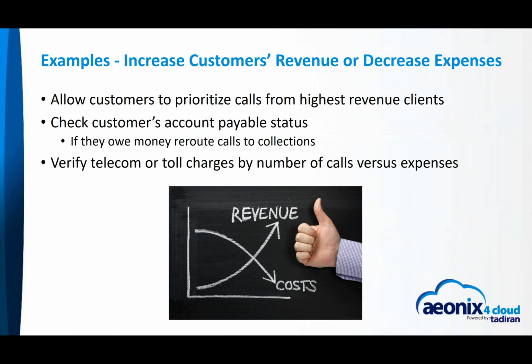You can also do a check, so your prospect can say, hey, I see that this customer owes me money, so before I send them to orders, I'm going to send them to collections and try to collect my money. And likewise, if you have toll charges and telecom charges, you can see which ones are actually productive, have calls coming in, and adjust expenses accordingly. So you can increase your customers' revenue while decreasing their expenses.